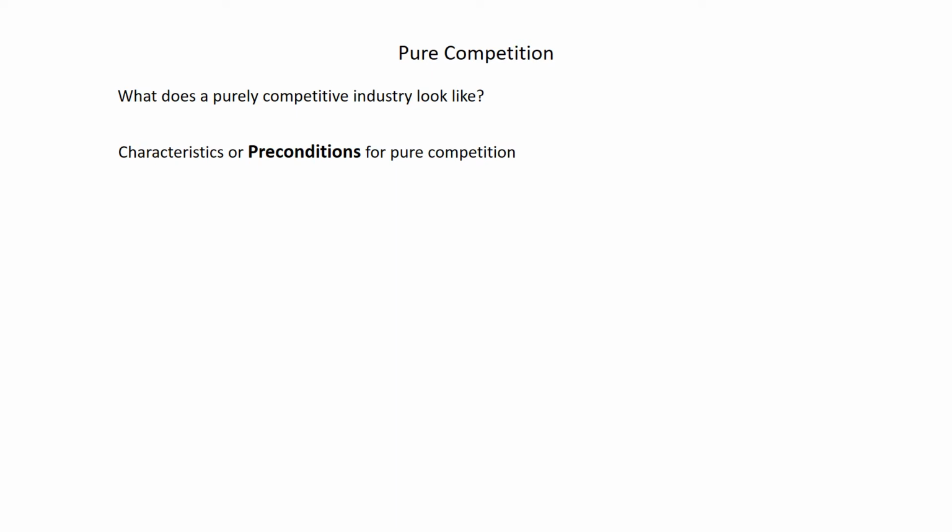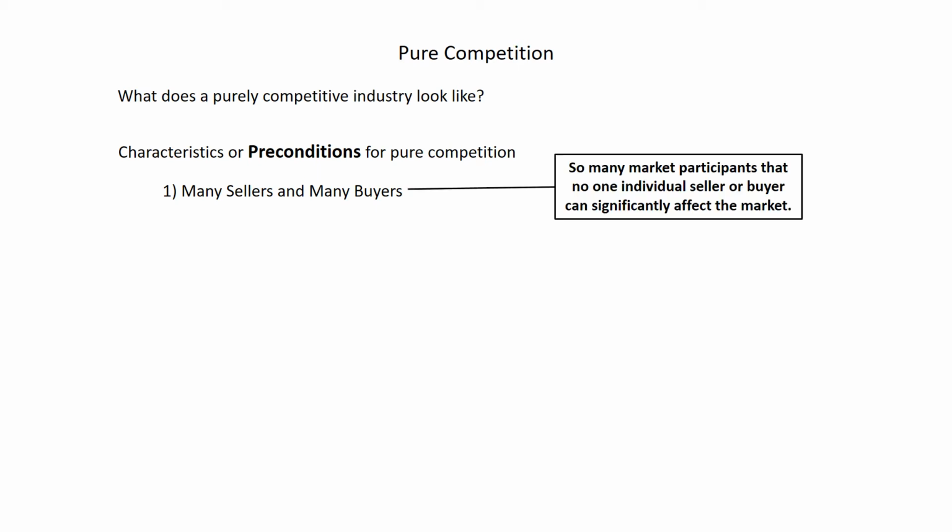Let's list the characteristics, or we might call them preconditions, for pure competition. The first of these would be that the purely competitive industry must have many market participants, both buyers and sellers. But what number separates many from few? There is no precise number. We might define many as having so many market participants that no one individual can have a significant impact on the market by his behavior. In other words, every firm must be a mere grain of sand on a vast beach of firms. That's a lot of firms.